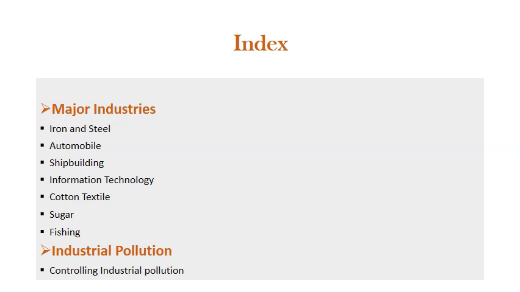Today we shall study about major industries and industrial pollution. The major industries about which we shall study are iron and steel, automobile, shipbuilding, information technology, cotton textile, sugar and fishing. We shall study the problem of industrial pollution and how to control it.